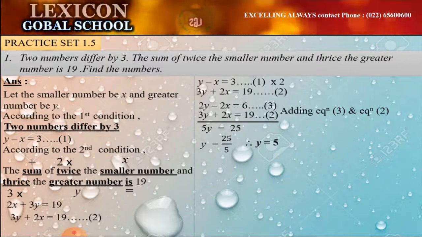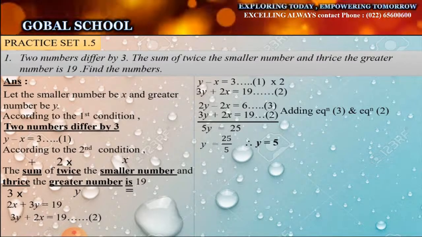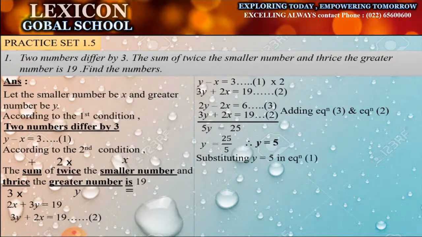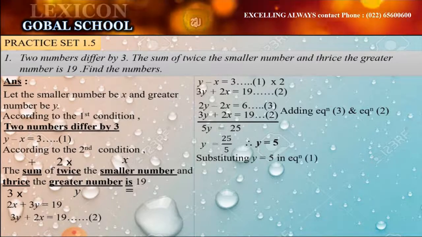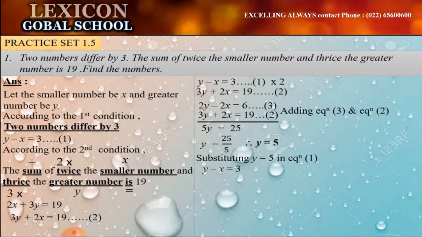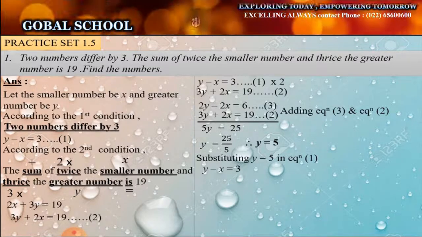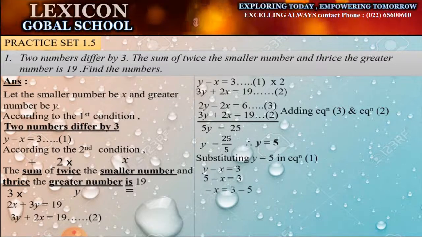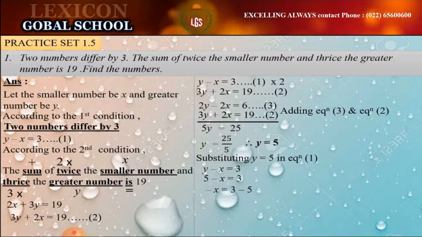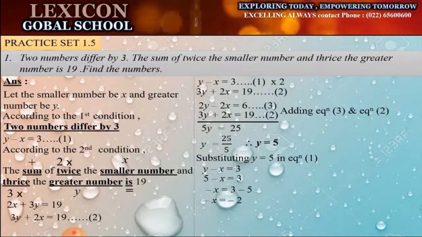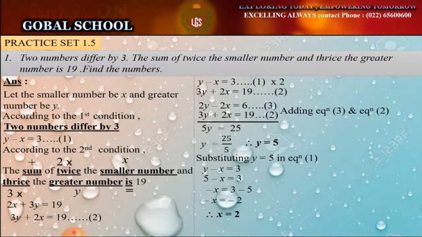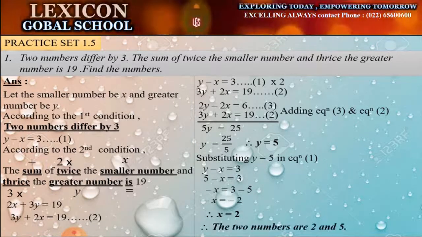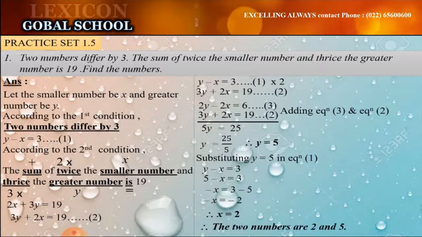We got the greater number. Now, let us substitute the value of y equal to 5 in one of the equations. So, substituting y is equal to 5 in equation 1. Therefore, y minus x is equal to 3. Instead of y, what are we going to write? 5. 5 minus x is equal to 3. 5 goes to your right hand side. Minus x is equal to 3 minus 5, minus x is equal to minus 2. Therefore, minus and minus gets cancelled. x is equal to 2. Therefore, our desired numbers are 2 and 5.